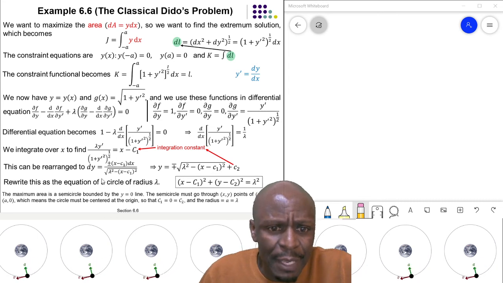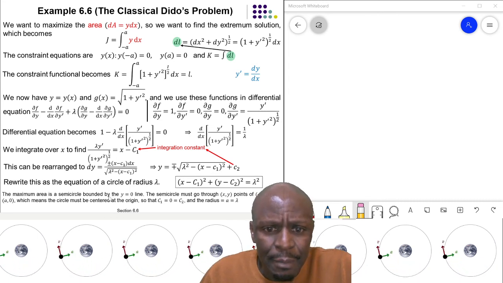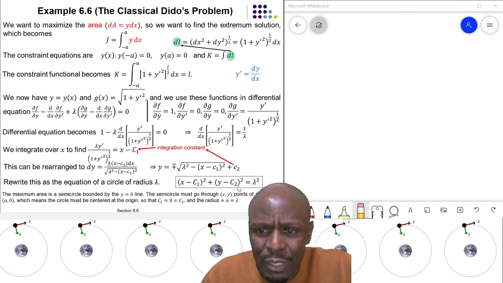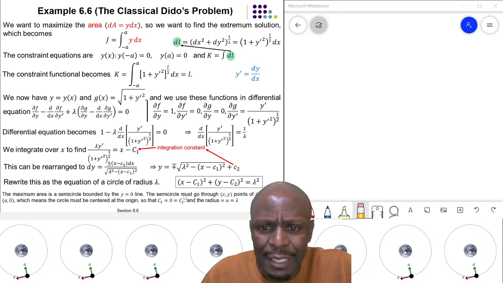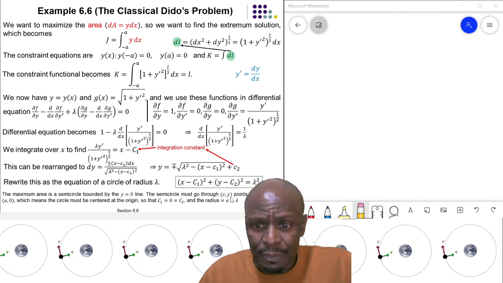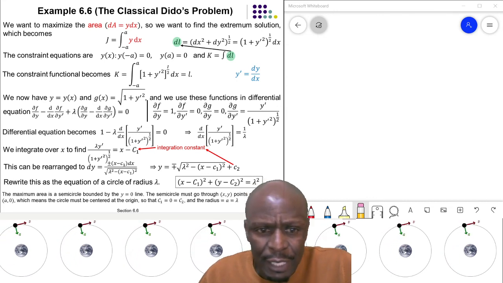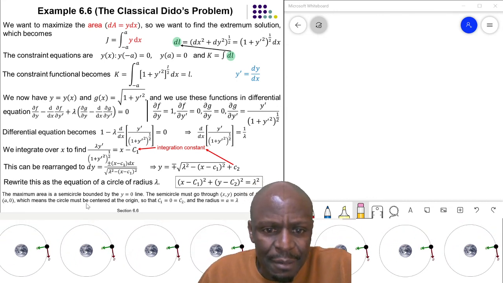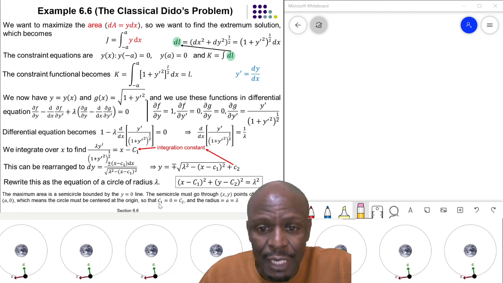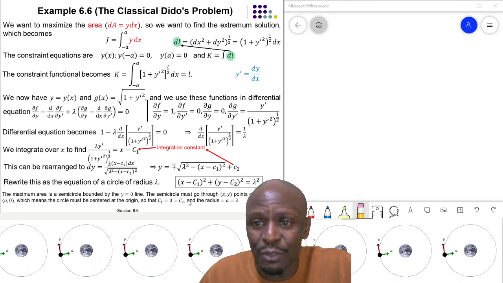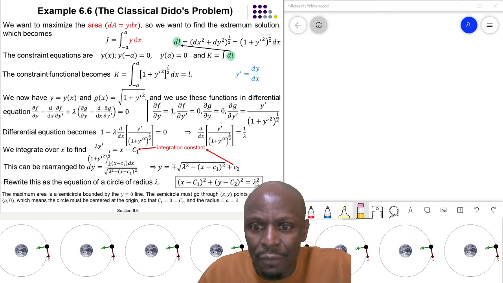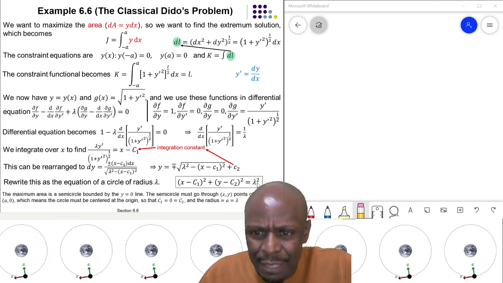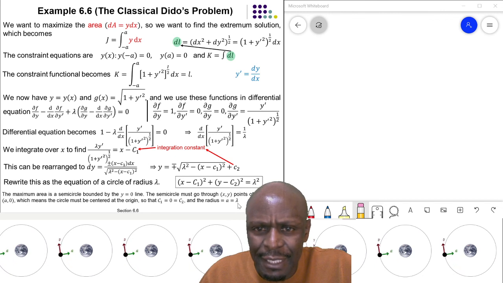Therefore the maximum area is a semicircle, because this is the equation of a semicircle, bounded by the y equal to 0 line. The semicircle must go through this point and that point, which means the circle must be centered at the origin, so that c1 is equal to c2, and they must all be equal to 0, and the radius of the semicircle is nothing else but lambda.